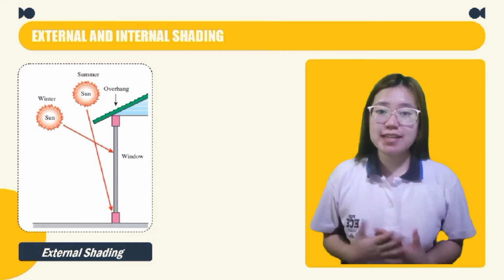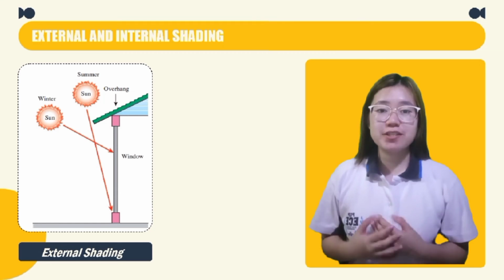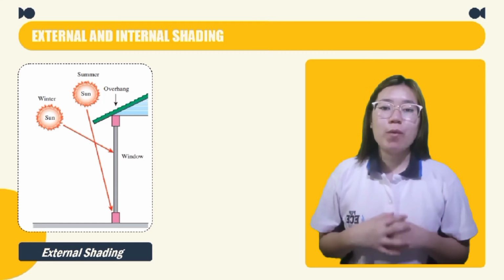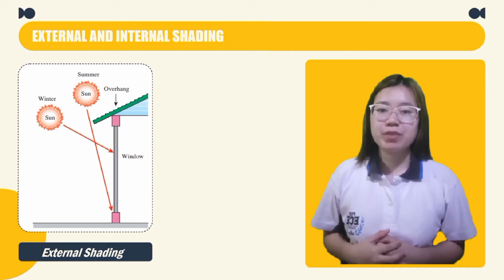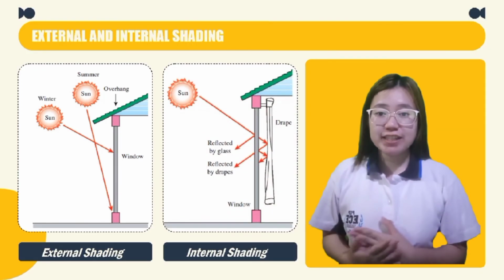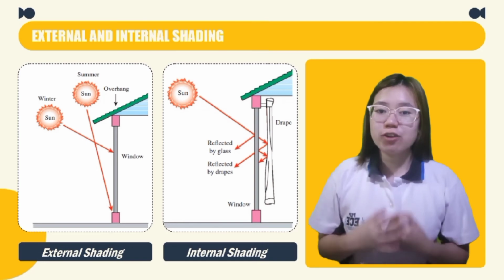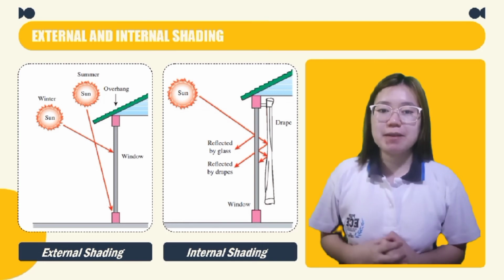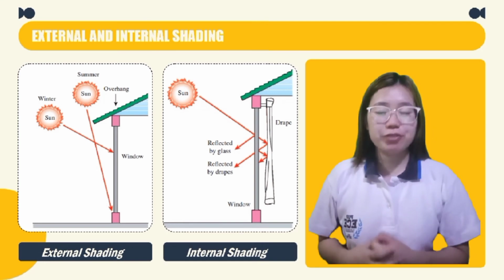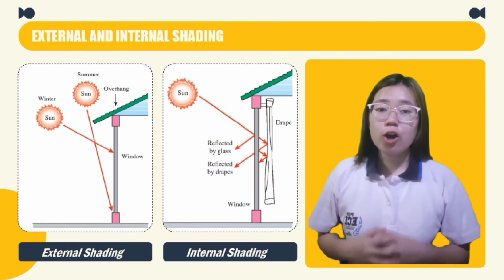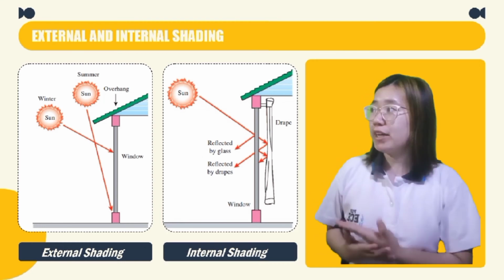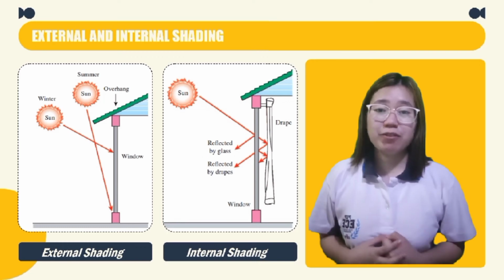It is a properly sized overhang which blocks off the sun rays completely in summer while letting them through in winter. On the other hand, internal shading devices reduce solar heat gain by reflecting the transmitted solar radiation back through the glazing before it can be absorbed and converted into heat in the building. A common example is a drape, as shown in this figure, which we are all familiar with.